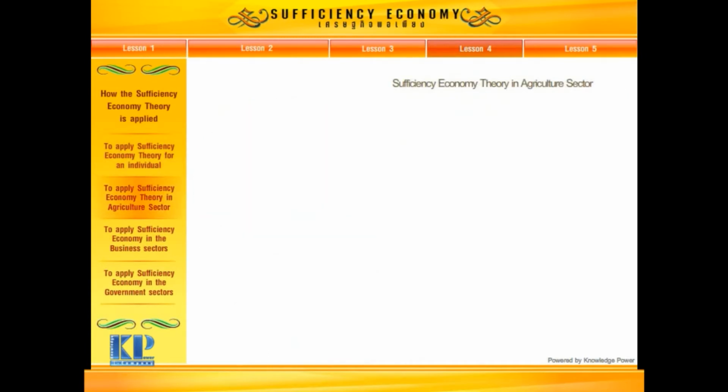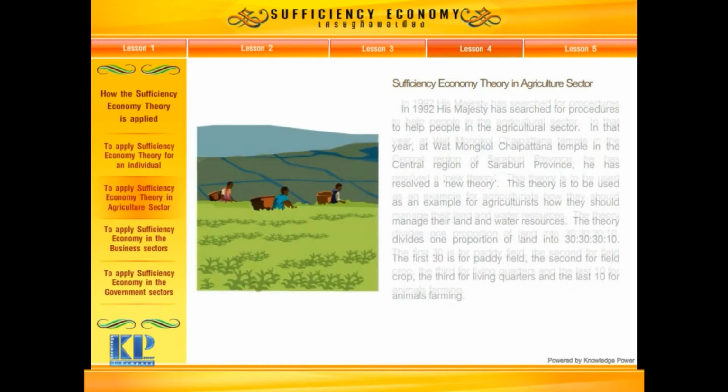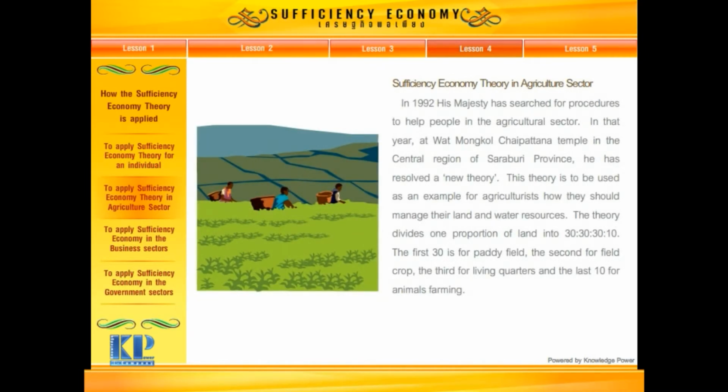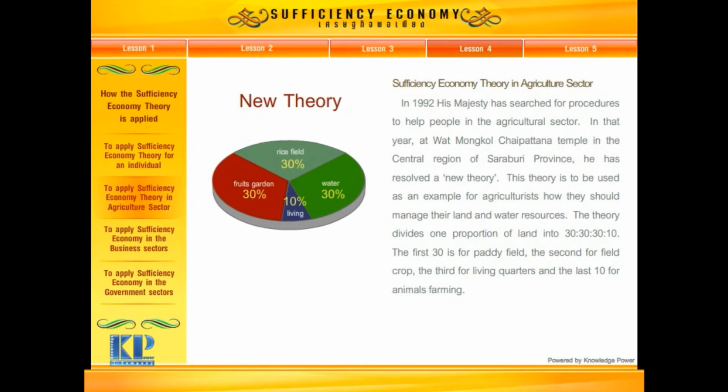Sufficiency economy theory in agriculture sector. In 1992, His Majesty searched for procedures to help people in the agricultural sector. In that year, at Wat Mongkol Chai Patana Temple in the central region of Saraburi province, he resolved a new theory. This theory is to be used as an example for agriculturists on how they should manage their land and water resources. The theory divides one proportion of land into 30, 30, 30, and 10.